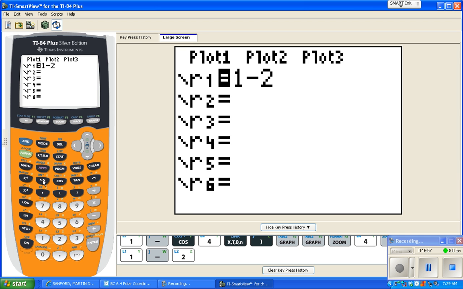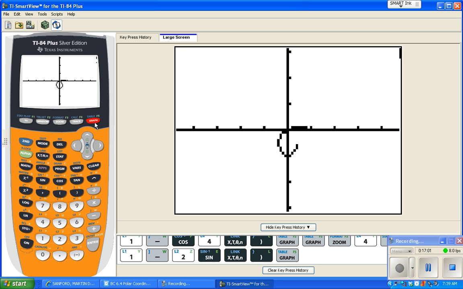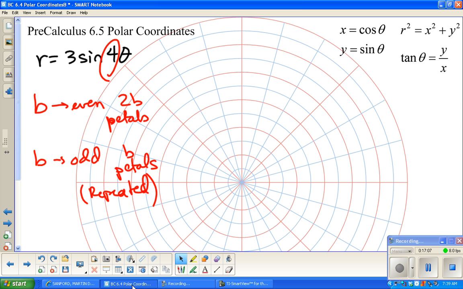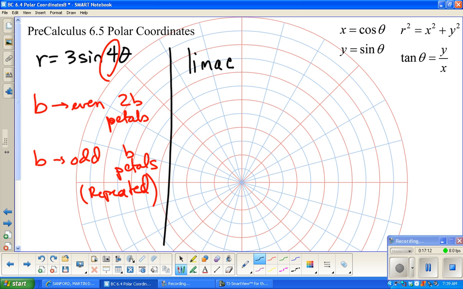Let's do 1 minus 2 sine of theta and see what that does for us. This is called a limaçon. It's got a soft C. That is a soft C, and it looks kind of like a heart, but it's got a little internal loop in it.